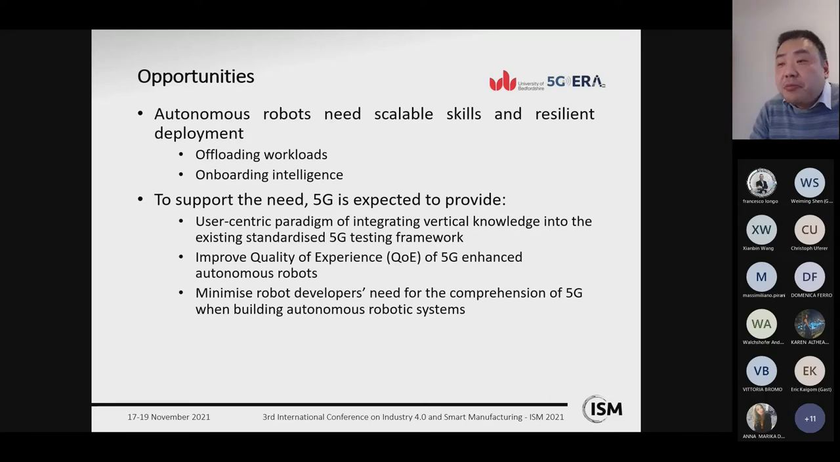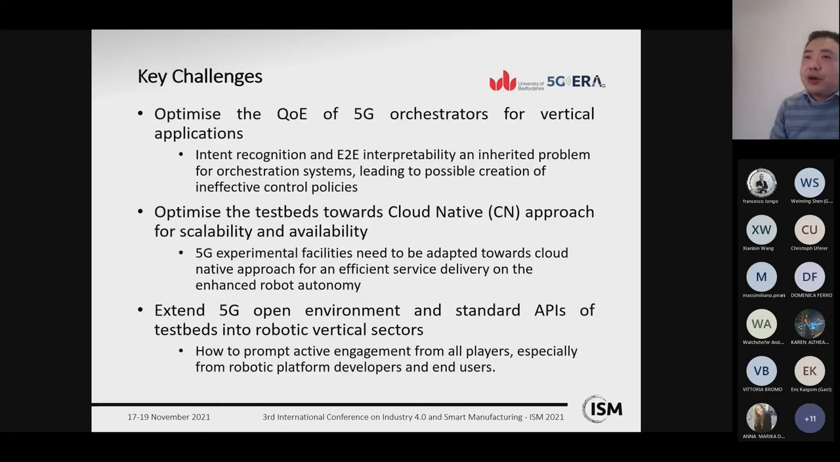And also we want to minimize the need for robot developers to comprehend 5G technology in building their robots. It's not only that I get the connectivity over here, I have to utilize virtualization, software-defined networks, and all kinds of onboarding processes to improve my deployment of the robot in real-world settings. To address those opportunities, there are certain challenges identified by us for 5G-enhanced robot development.